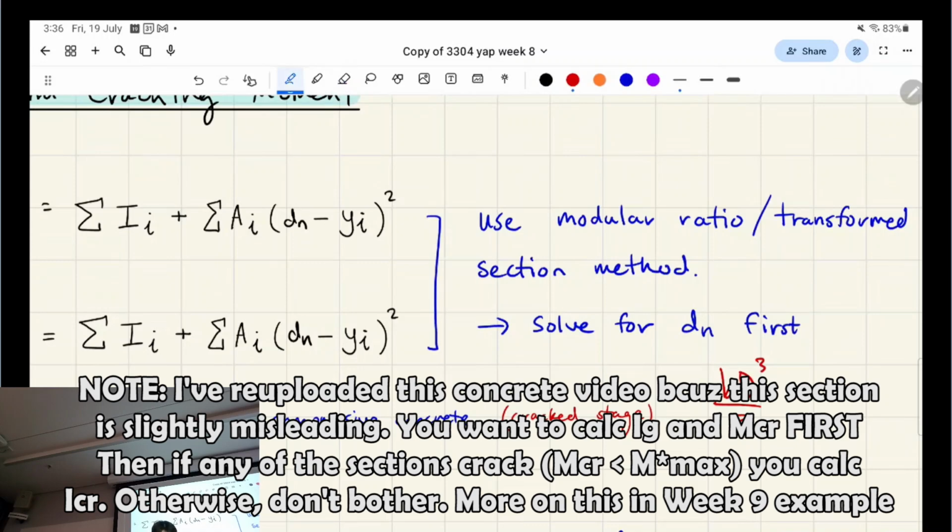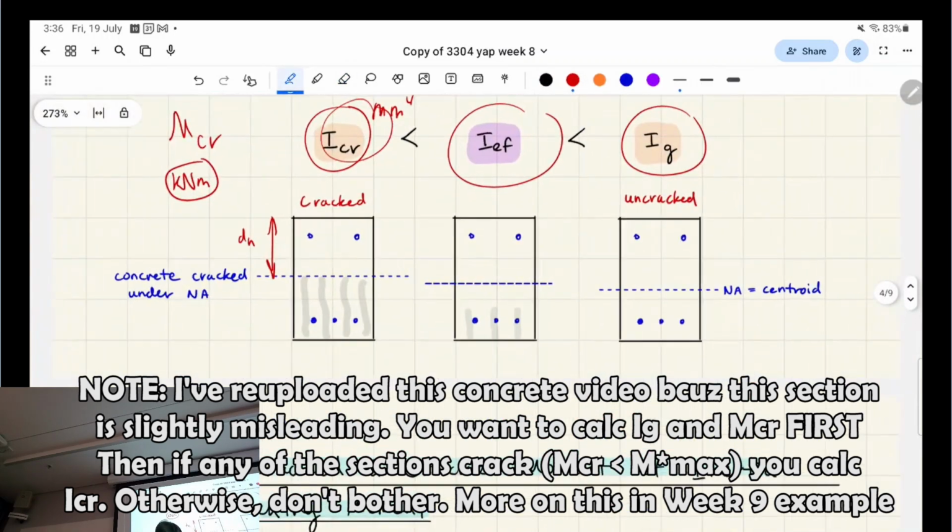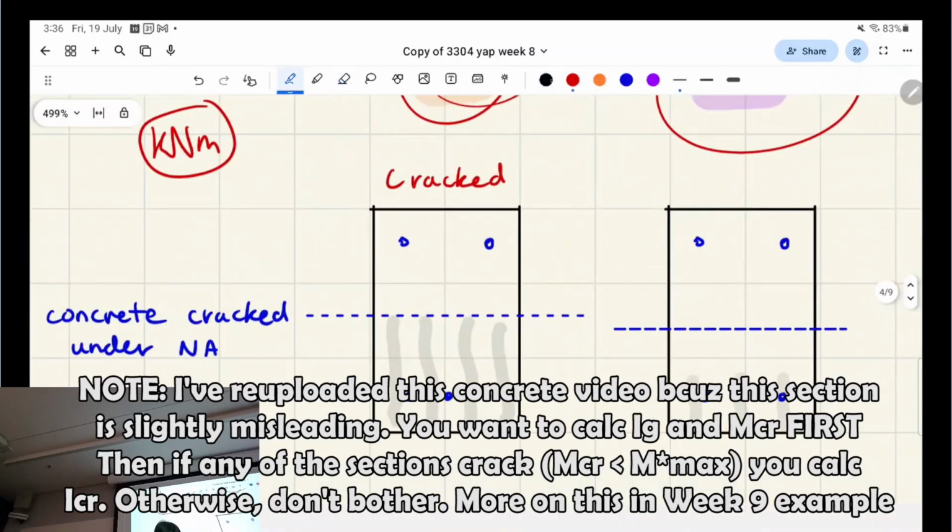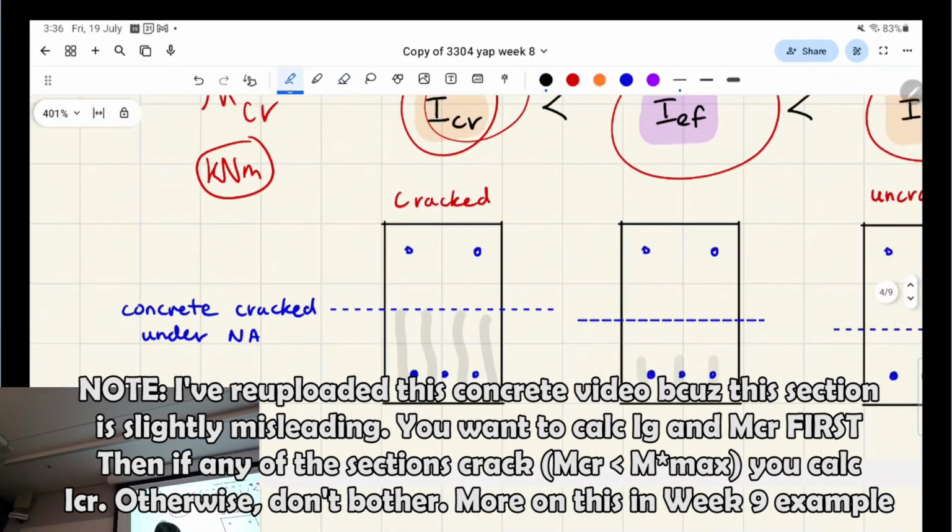Why? Because, I'll draw it here, right? Oh wait, I know why now. Do you want to give it a crack? No. Okay. I don't want to try to explain it, but I think I know why.